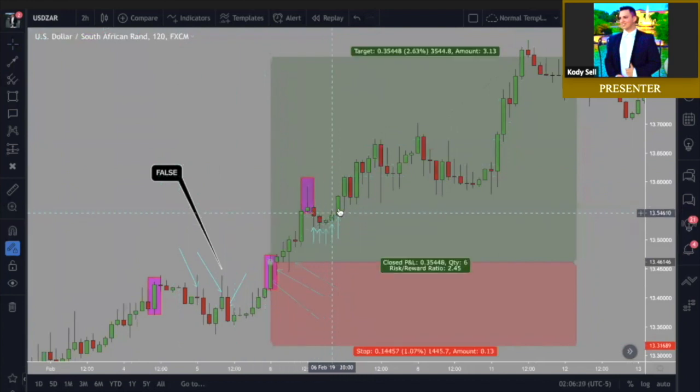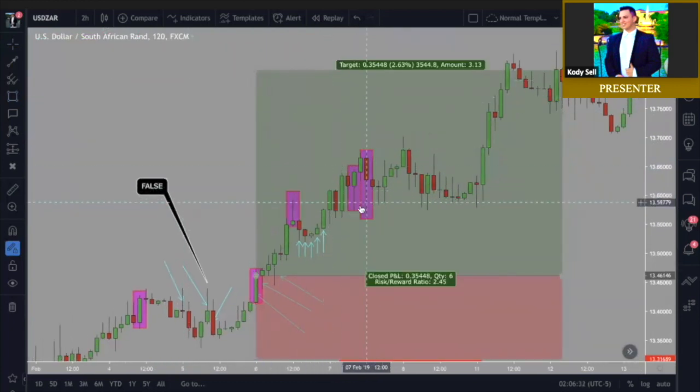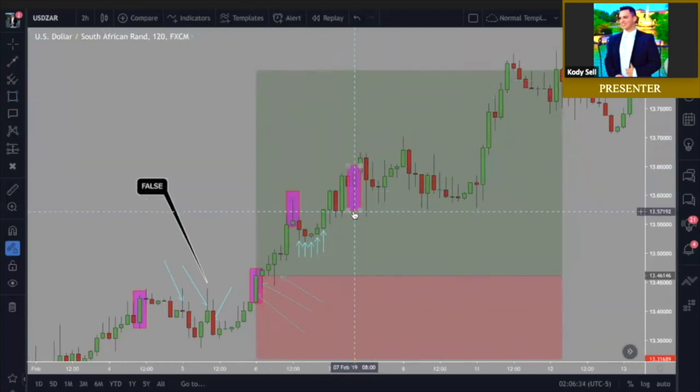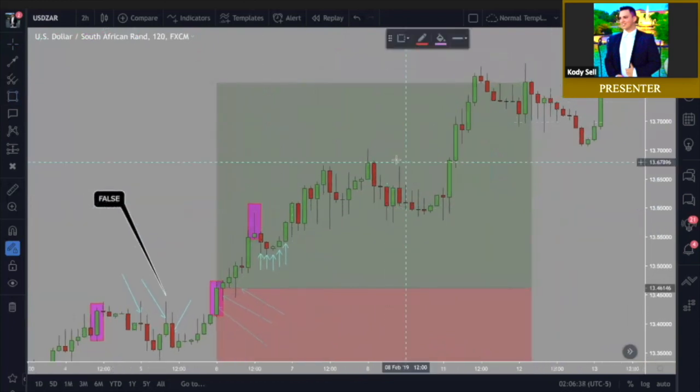Is there any reason to exit the trade off in here based on price action? I don't see any reason. My goodness, look at this candlestick right here. Look at that giant wick to the bottom. Giant wick to the bottom. What are those telling you? It's telling you that buyers are in control. Buyers are in control.